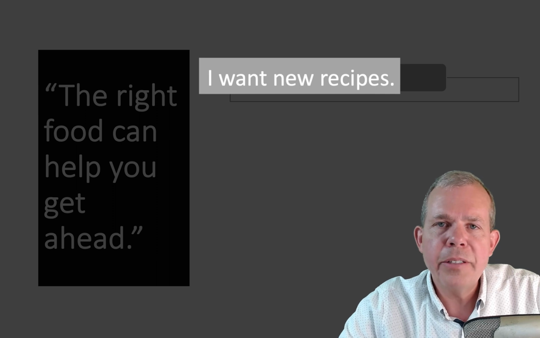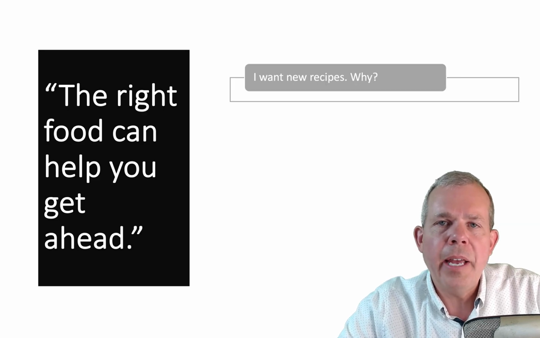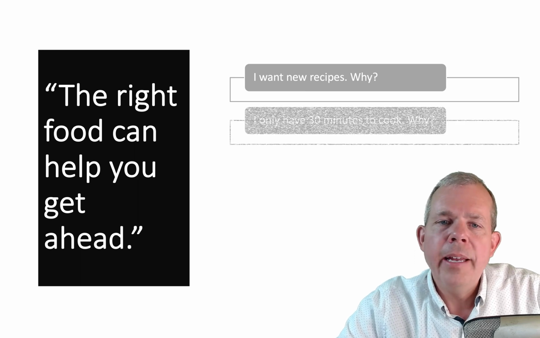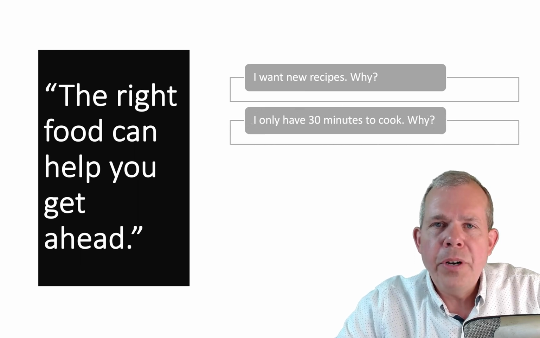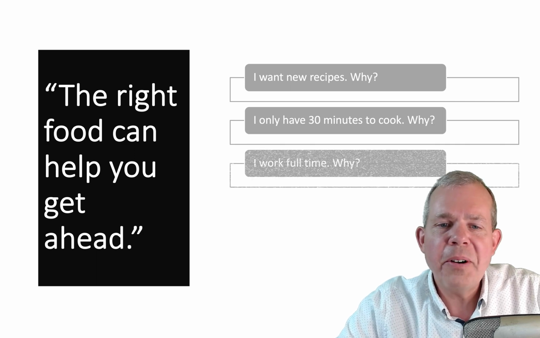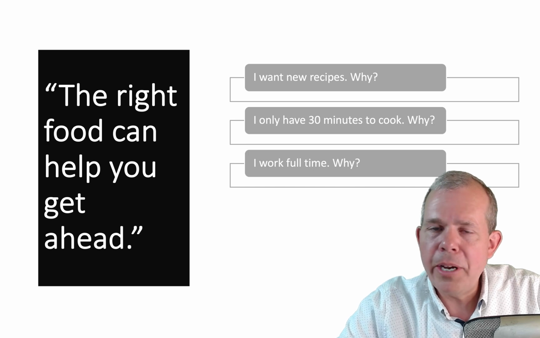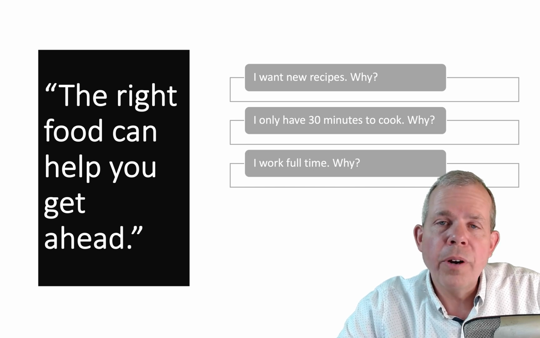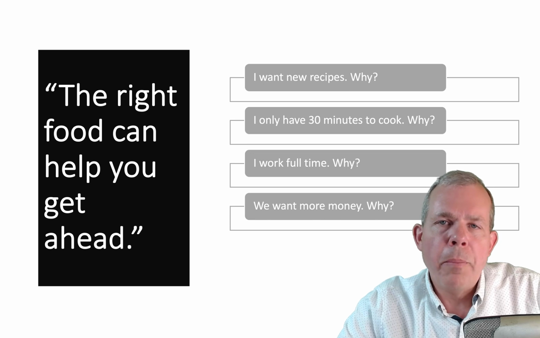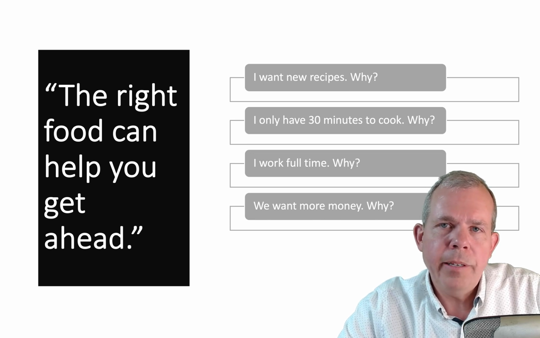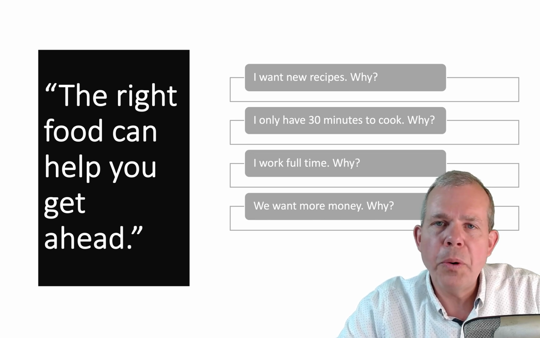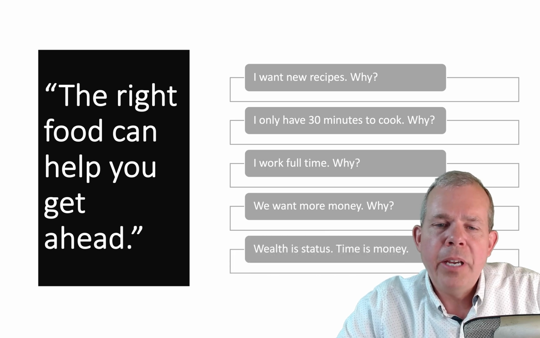So this next interview, the person says to us, I want new recipes. And so we ask, why? Then they say, I only have 30 minutes to cook. Okay, why are you in such a hurry? I work full time. Okay, don't stop there. Ask again. Why do you work full time? Well, I want more money. Okay, obviously what you have isn't enough, so why do you need more? Because wealth is a status to me.